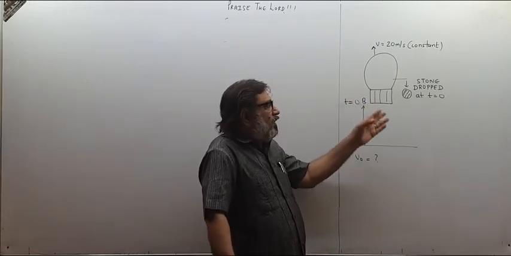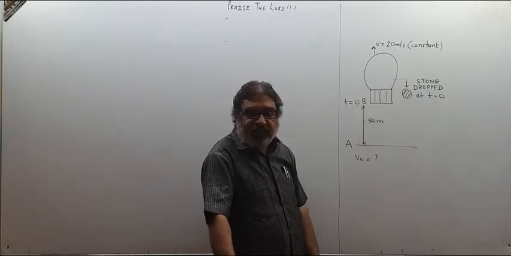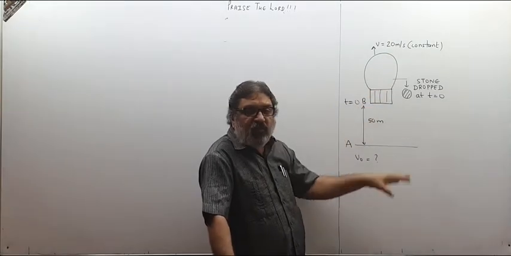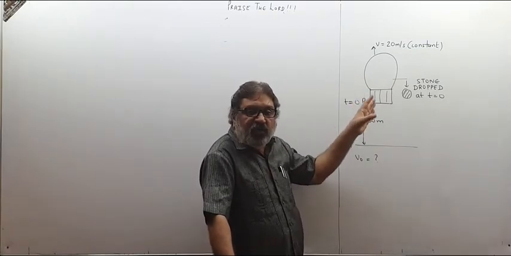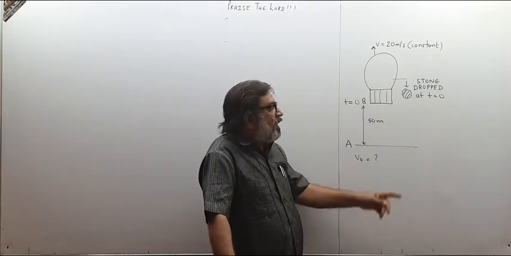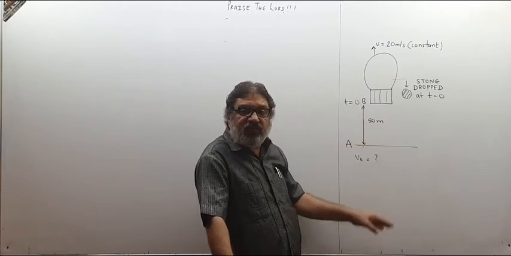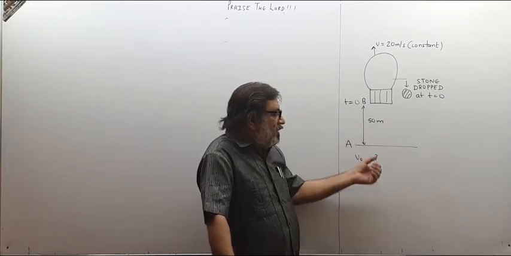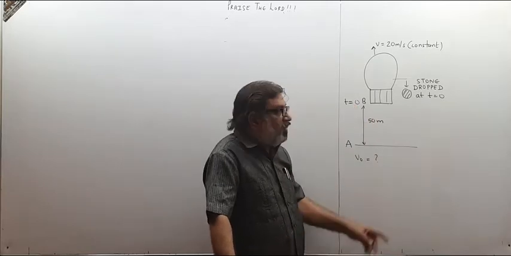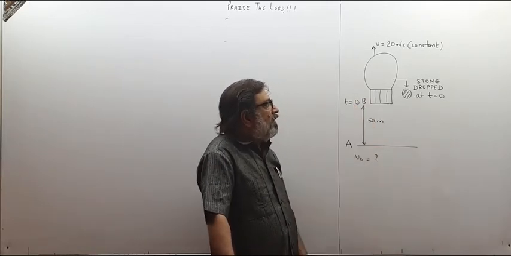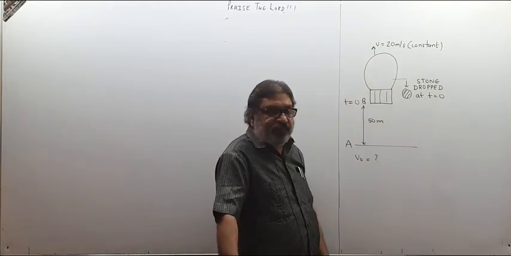See children, there is a balloon which is moving up with a constant speed of 20 meter per second. That means it is not moving under gravity. Maybe there is some engine in the balloon which is giving it a constant speed of 20 meter per second. At time t equal to 0, it is at a height of 50 meter from the ground. The ground is point A. The position of balloon at time t equal to 0 is B. This is 50 meter. And the balloon is moving up with a speed of 20 meter per second.